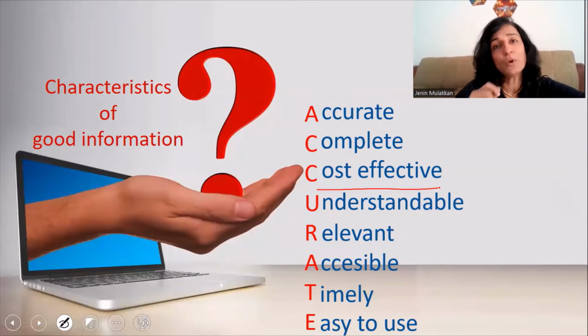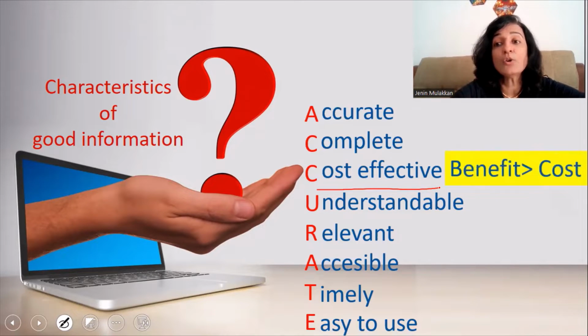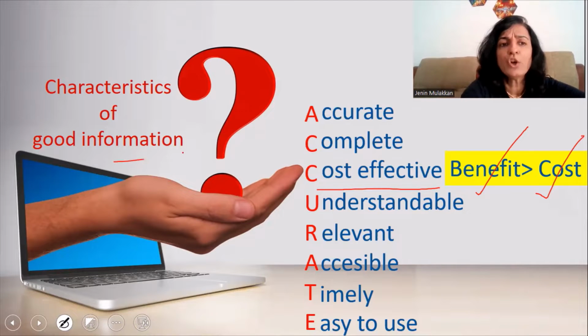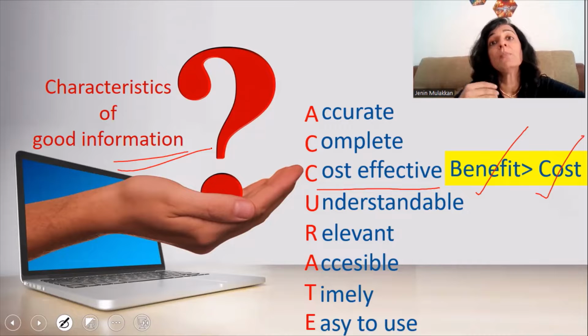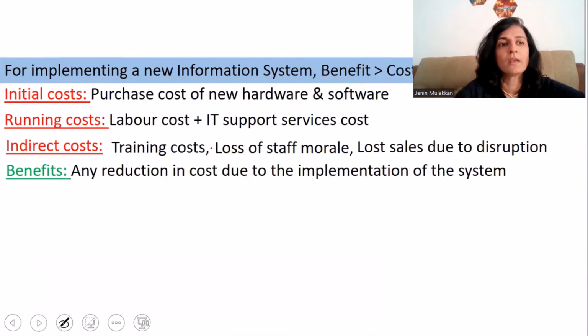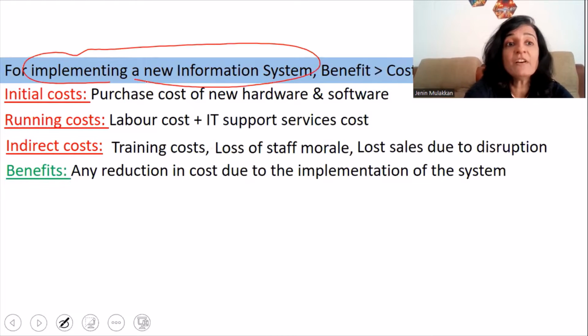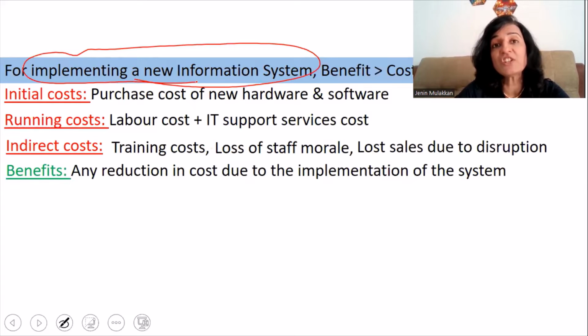Cost effective. What do you mean by cost effective? It means that the benefit that we get out of this information should always be greater than the cost of getting that information. Now, this rule applies not only to existing information, but also when we implement any new information system. So as I said, the cost-benefit analysis should be applied not only for existing information, it should be applied whenever we are implementing a new information system.